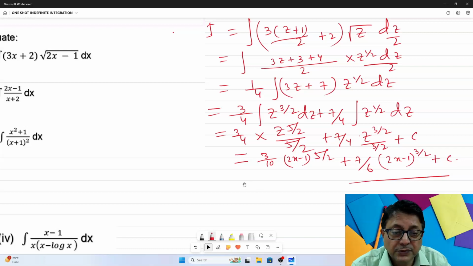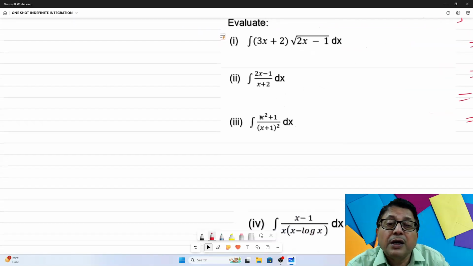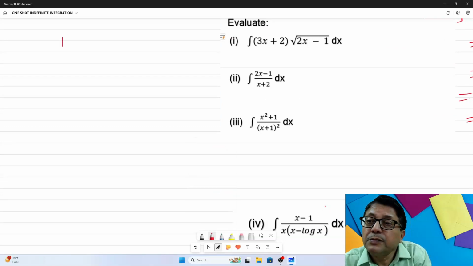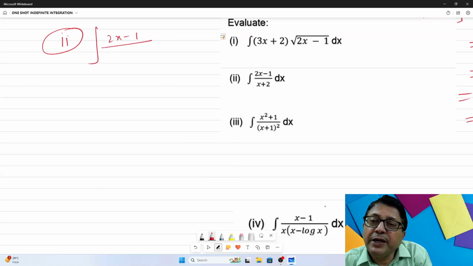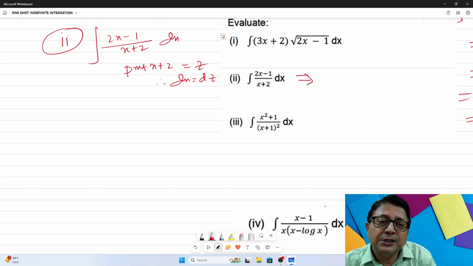Alright. So this is a substitution based problem. You cannot do it without substitution. Now how to do this problem number 2. This is the integral of 2x minus 1 by x plus 2 dx. Make a substitution: x plus 2 equal to z. So the integral changes to what? Only it can be changed in terms of z.